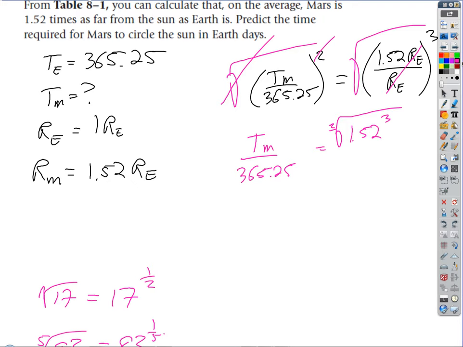Well, think what this is equal to. This is equal to 1.52 cubed. If I square root it, I'm just taking it to the 1/2 power. Now think back to your properties of exponents. It may have been a while. But if I take a power to a power, what do I do to the exponents? You multiply them, right? So this is the same thing as saying 1.52 to the 3 times 1/2, which is 3/2.